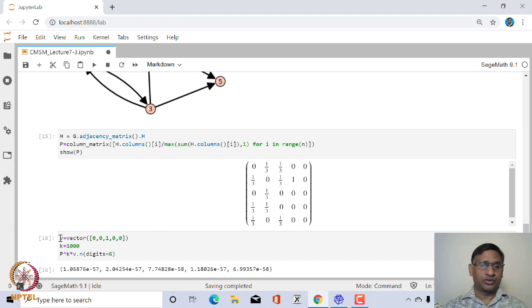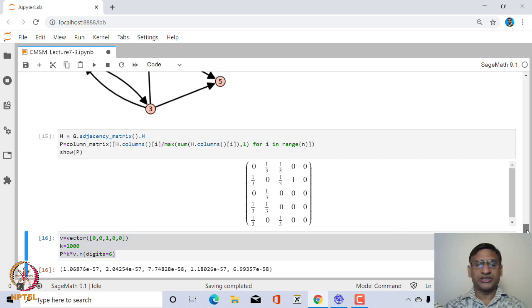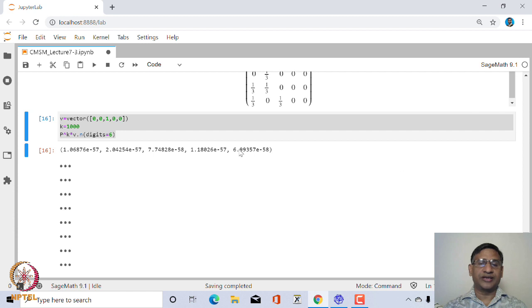So this is not going to work. We cannot find the rank or importance of a website in this way. So there must be another way of dealing with this.